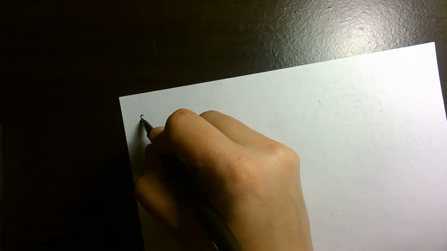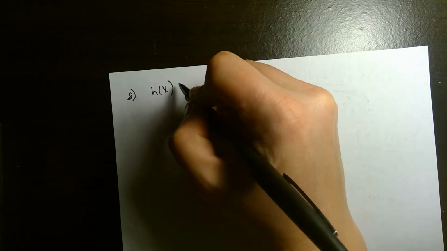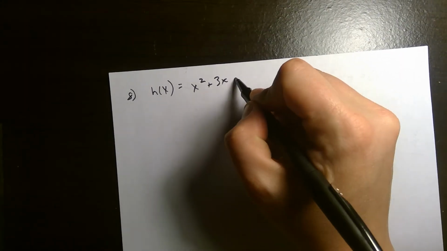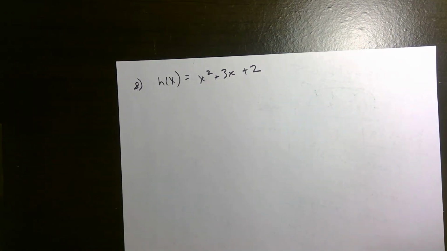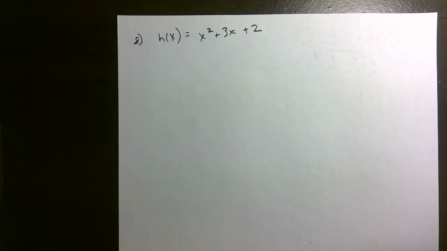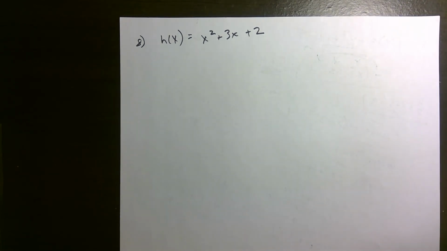Okay, I'm going to do one more, but I'm not going to do it all the way. I just want to show you something so you don't freak out when you see it. And so here's the problem. h of x equals x squared plus 3x plus 2. Okay, so now this is not in vertex form, but I want it in vertex form. So I'm going to have to complete the square.